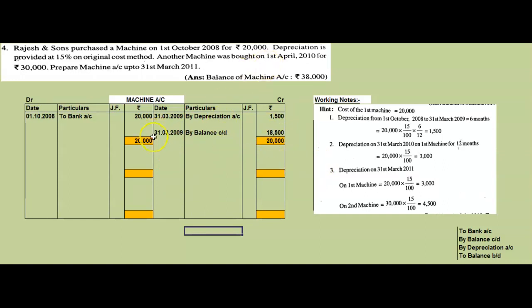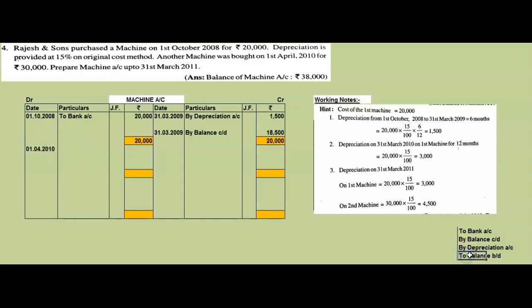So you should be careful while preparing second and third year, because somewhere it is purchased in 2010, another machine is also purchased. So again you have to take entry for purchase. Let us see, it is purchased where? In 2010, 1st April 2010. So this is the second year. What is the date you will write here? 1st April 2010.